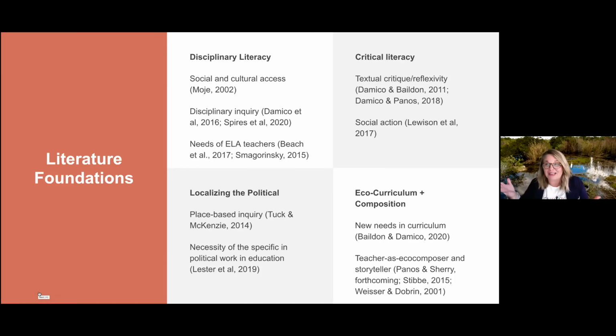And that's what these wonderful folks that are here with me today, Jordan, April, and Kate, are going to talk about: their lives as teacher, as eco-composer and storyteller, and doing that work personally as pre-service teachers, and then also within their in-service work, because we have a mix of both here.